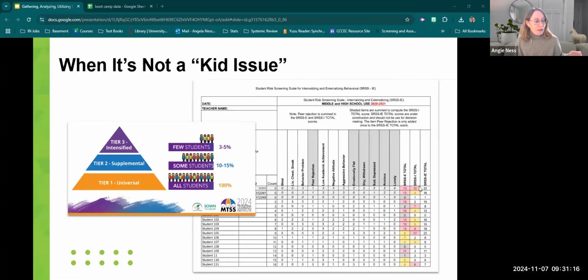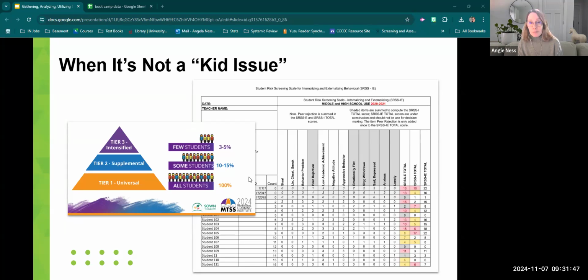So with that all being said, talking about changing students' attitudes, skills, and knowledge, sometimes it's not a kid issue. Sometimes it's a systems issue or a teacher issue or something like that. So the student risk screening scale that I talked about a little bit earlier, this is what it looks like. You would send out this spreadsheet to your classroom teachers. They fill it in, and it highlights where there is elevated risk or elevated behaviors in the classroom.